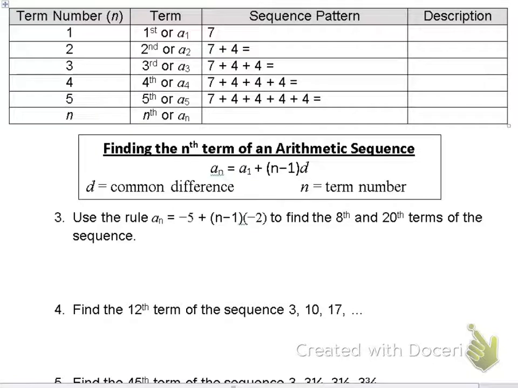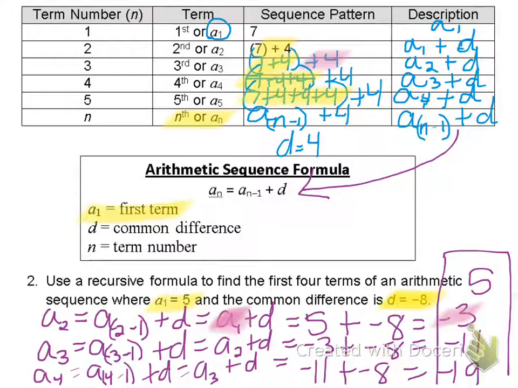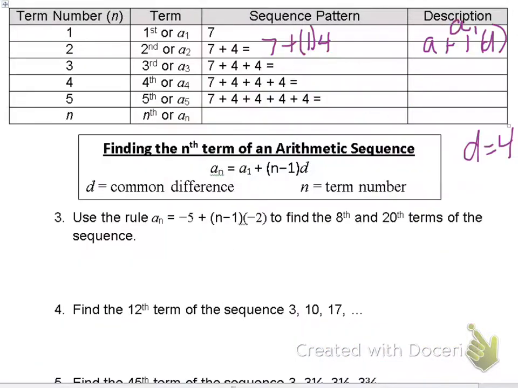So we have 7 as the first term, and that's A1. Okay, and then we have 7 plus 4, which is also the same thing as 7 plus 4 times 1. So that would be A1 plus 1 times D. Since D equals 4, this is the same sequence we talked about on the first page. So 7 plus 4 plus 4 for the third term. If you look back here at the third term, it's 7 plus 4 plus 4.